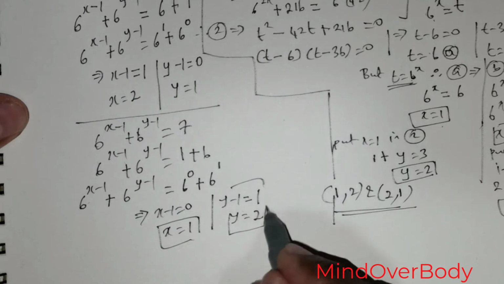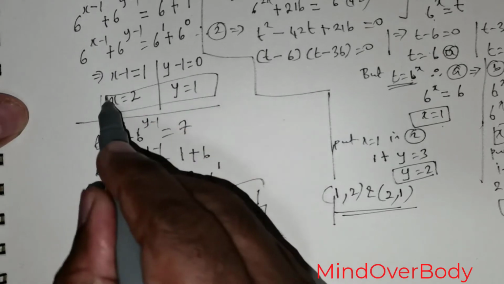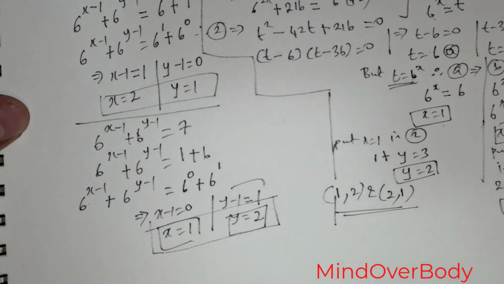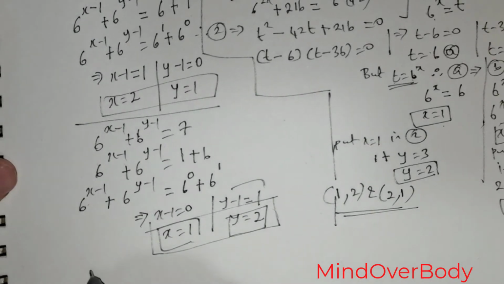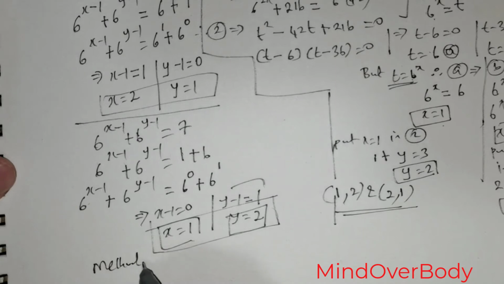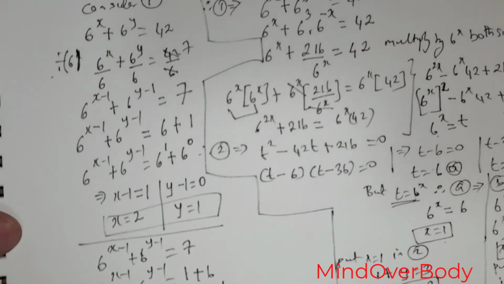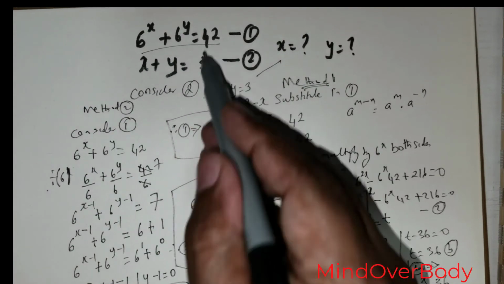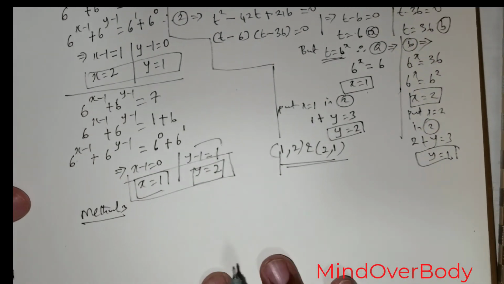So clearly we get two solutions. So we got one solution over here and we get the other solution over here. So this is the second way. Now I'm going to show you method number 3. Now we got the original system. The original system is 6 raised to the power x positive 6 raised to the power y is equal to 42. Let me consider that.